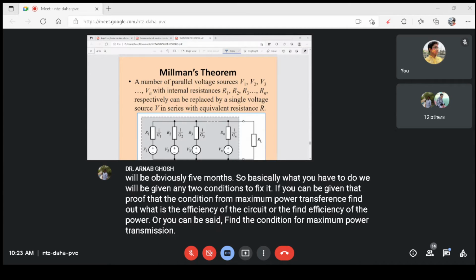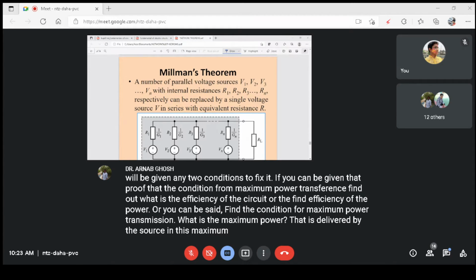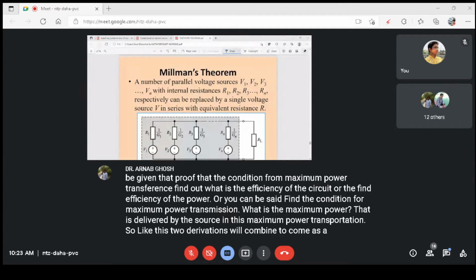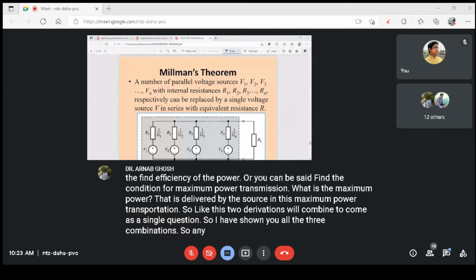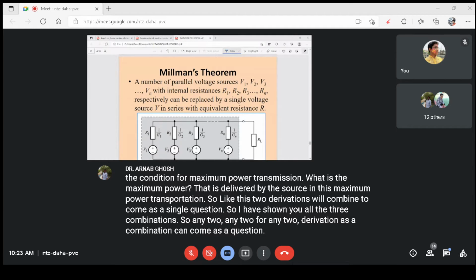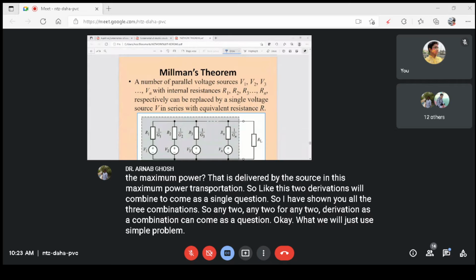Or: what is the maximum power that is delivered by the source in the maximum power transfer condition? The derivations will combine to come as a single question. I have shown you all three, so any two derivations can come as a combination. Okay. What we will do, we will just do a simple problem.